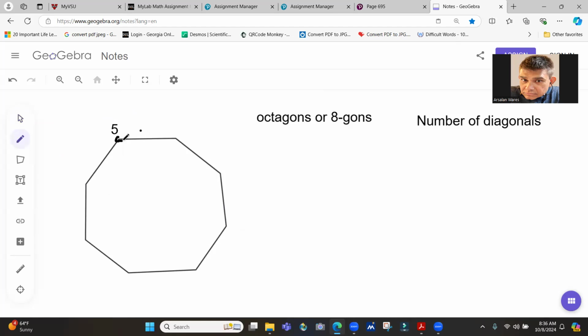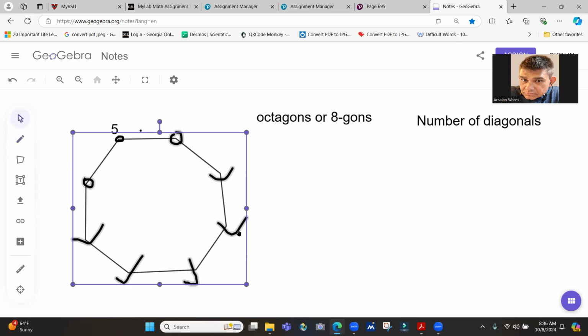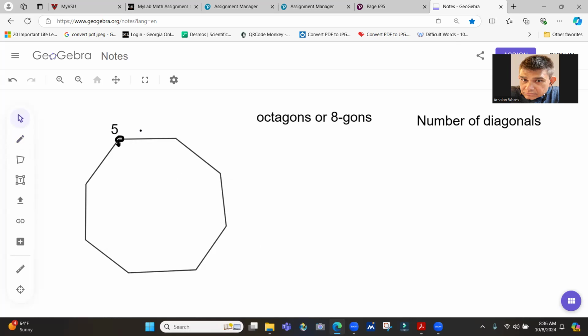I can't connect this point to itself. That's not going to give me a diagonal. I cannot connect this point to this point and this point. So out of 8 points, this is a good point, good point, good point, good point, good point. And you can say the same thing about any other point. So through each point in an octagon, 5 diagonals can be drawn. So it's always the number of sides minus 3, just like before.